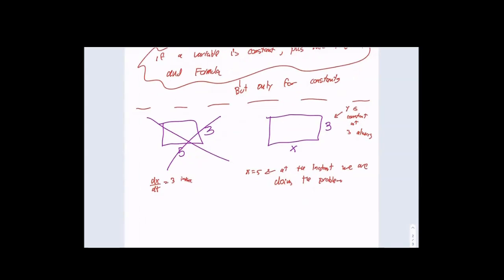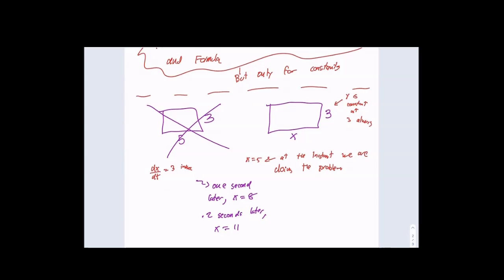inches per second. So, and I usually don't ask these type of questions. So 1 second later, x will be equal to 8. 2 seconds later, x will equal 11. So every second, x is increasing by an extra 3 inches. That's what's kind of going on in this problem. So every second, x is going up by 3 more inches.